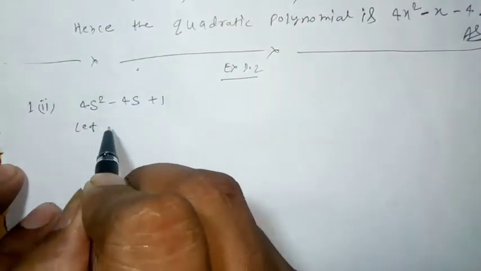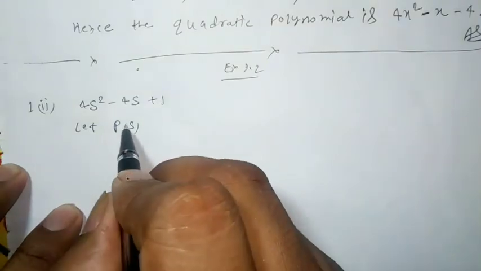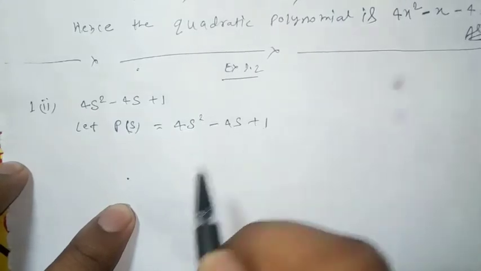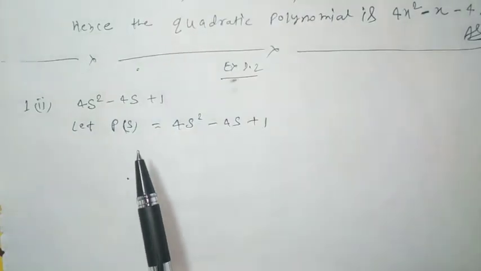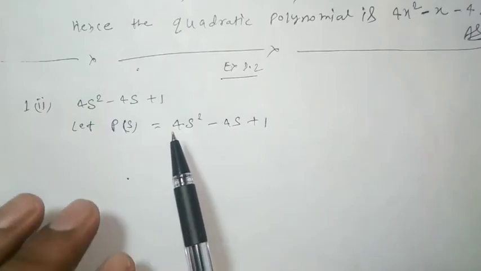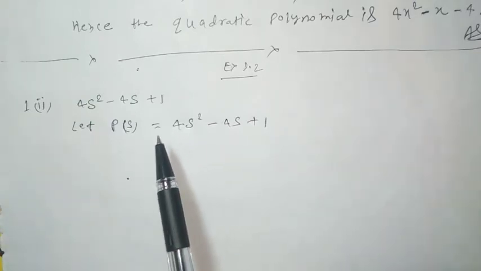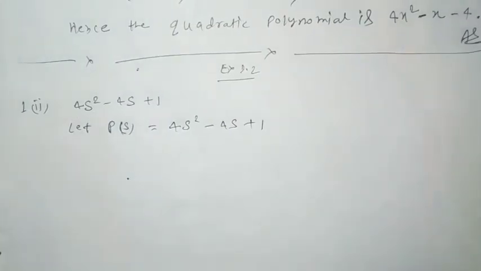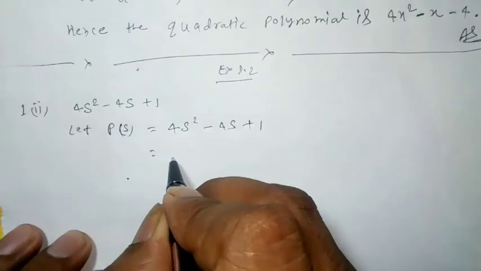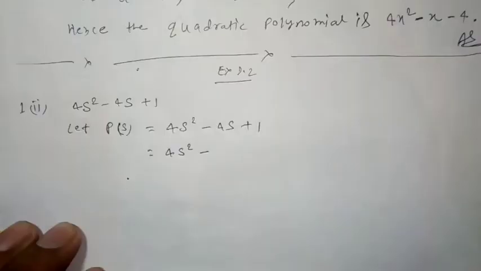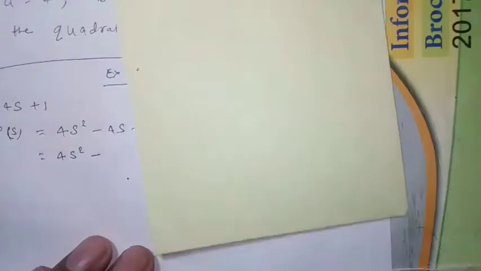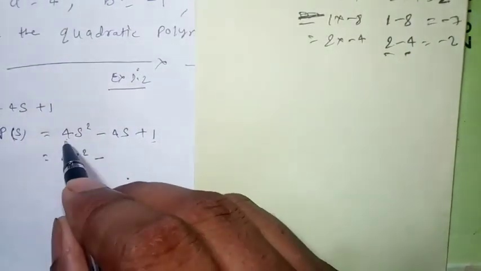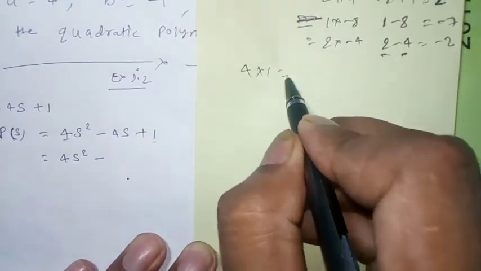Let P(s) be equal to 4s square minus 4s plus 1. Here I let P(s) because this polynomial is in variable s. Okay, P(s) is equal to 4s square minus 4s plus 1. Now the first coefficient here is 4 and the last is 1, so 4 into 1 is equal to 4.